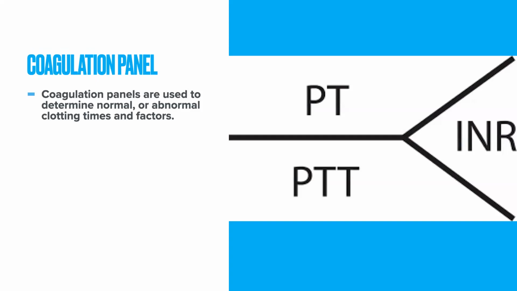Finally, we can test for something. Coag panels. Coag panels are used to determine normal or abnormal clotting times and factors. Why do I need to know this? Blood thinners, yeah, blood thinners, right? People that are taking blood thinners, what do they typically have to do frequently? Get their blood tested. Yeah, they go in and get their blood tested, right?